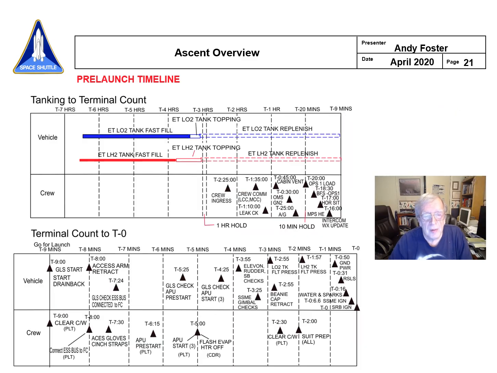So now what we're going to do is take a look at the pre-launch timeline, and you can see that it's broken down into two big pieces. First is tanking to terminal count. In other words, from about 6.5 hours before down to T-minus 9 minutes. And then we have another piece of it from terminal count down to T0. And as you can see, there's a lot more stuff happening as we get into the terminal count.